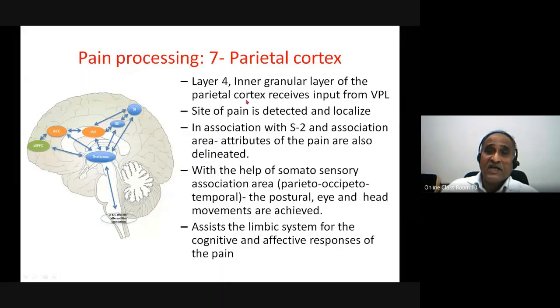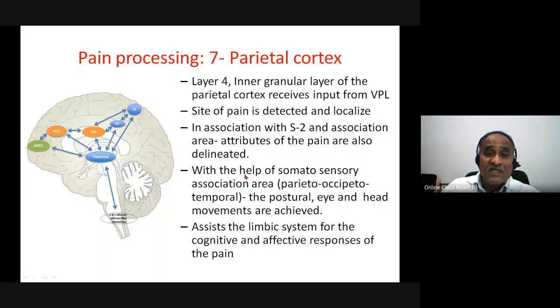And from this inner granular layer, the various areas are interconnected, and that's one part, especially in the VPL, ventroposterolateral nucleus of the thalamus. They are receiving inputs from the ventroposterolateral nucleus of thalamus to the Brodmann area 3, 1, 2. Here, that would be able to give the localization of the pain, and that would be able to give the attributes of the pain, because this S1 connects to S2 and the association area, that would be able to give the attributes of the pain.